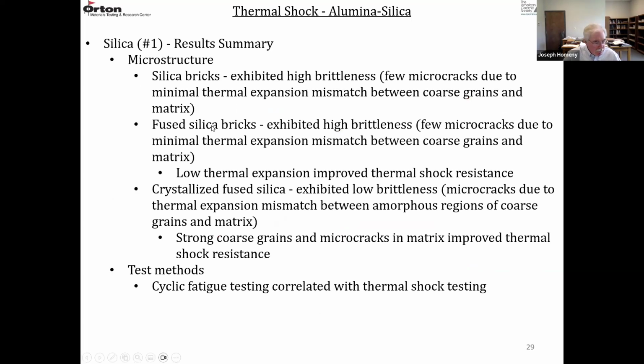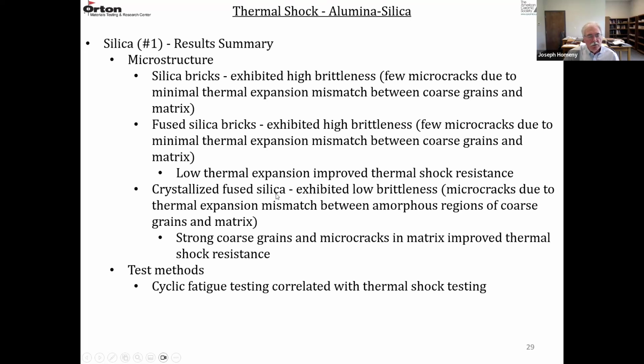So there was a lot presented here. To summarize it, the crystalline silica bricks were tested as very brittle, with few microcracks and minimal thermal expansion mismatch between the coarse grains and the matrix. A few silica bricks were also designated as brittle. Again, few microcracks due to minimal thermal expansion mismatch between the coarse grains and the matrix. But because of the lower thermal expansion, that enhanced their thermal shock resistance.